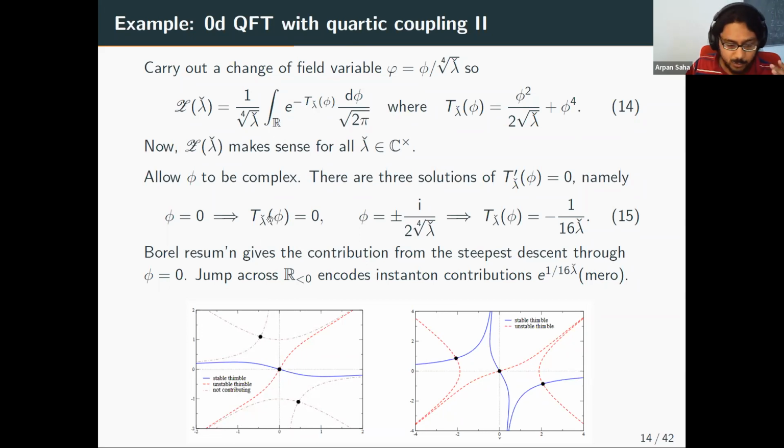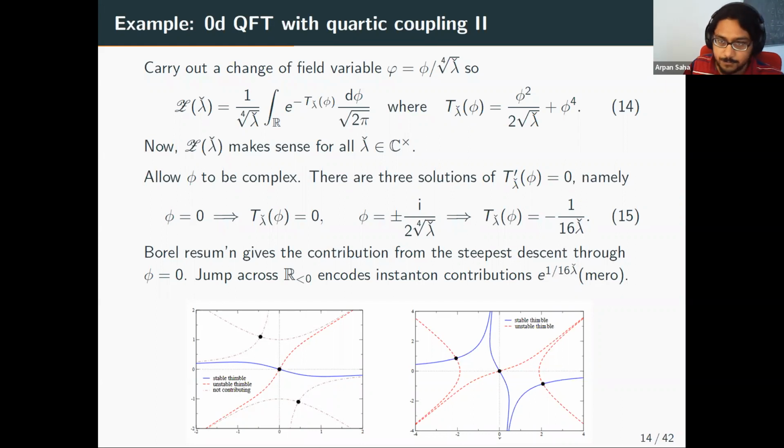So you get a discontinuity, and that discontinuity is exactly going to be the contributions from these steepest descent contours, which are going to be of the form e to the power minus the action. So that is e to the power 1 by 16 lambda times some meromorphic function, right? And that is exactly what we got from the Stokes jump.